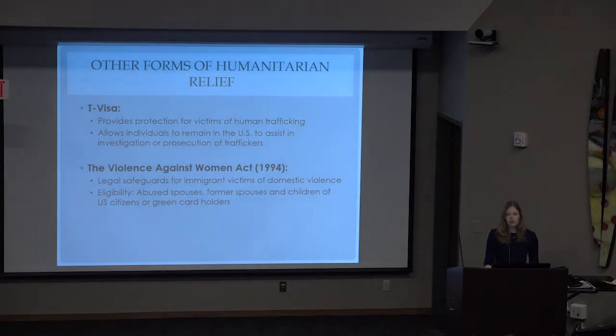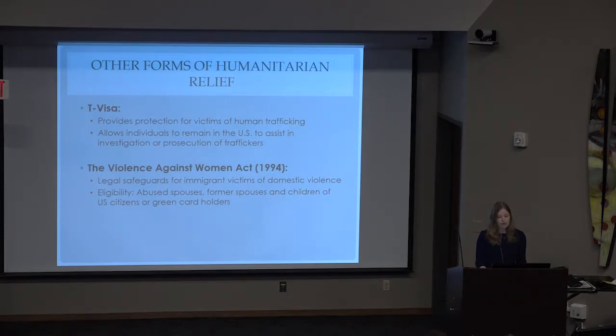There are a number of other forms of humanitarian relief that I won't get into here, but just briefly, two that are particularly relevant to us as Ob-Gyns are the T visa or trafficking visa, and this provides protection for victims of human trafficking. So the expectation is that these individuals comply with reasonable requests from law enforcement for assistance in investigating or prosecuting traffickers.